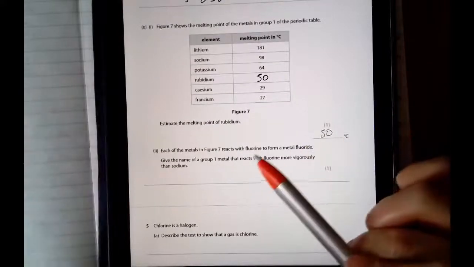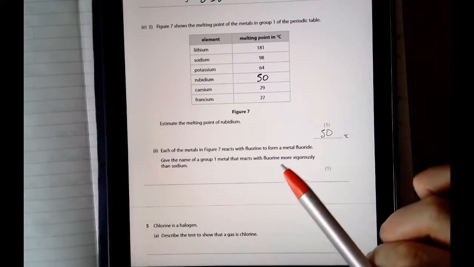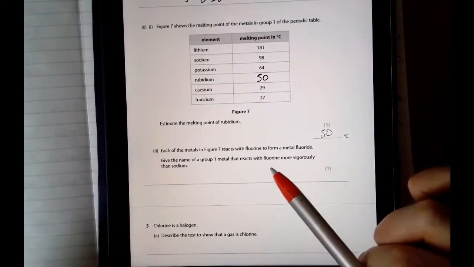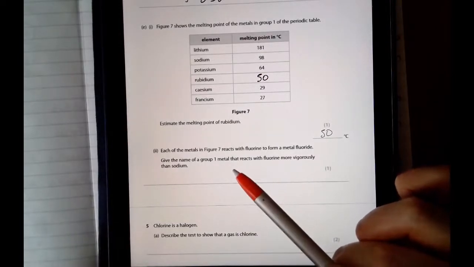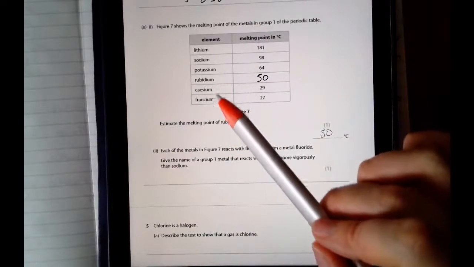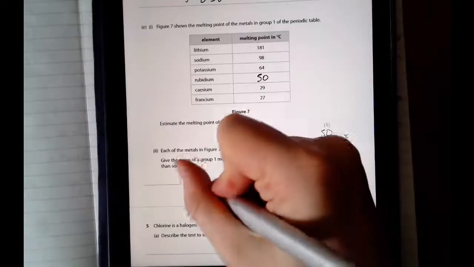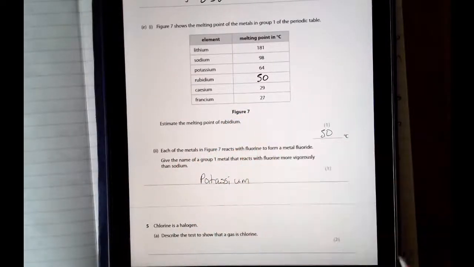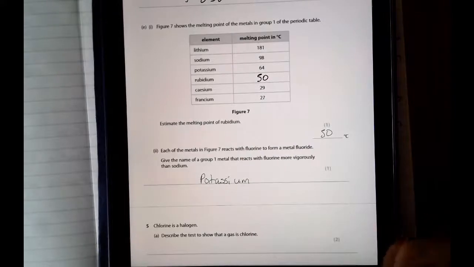Then it asks you for the name of a group 1 metal that reacts with fluorine more vigorously than sodium. They just need an alkali metal that's more reactive than sodium. As you move down the group, they get more reactive. So you could write potassium, rubidium, cesium, or francium. Any of those will react with fluorine more reactively than sodium will.